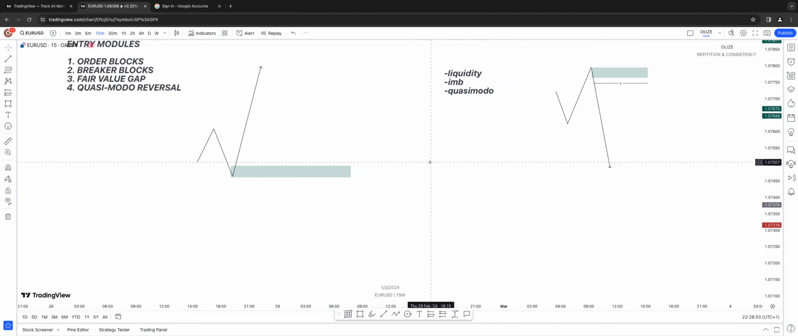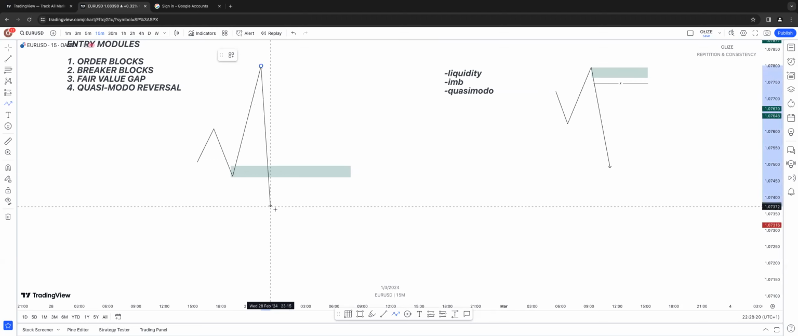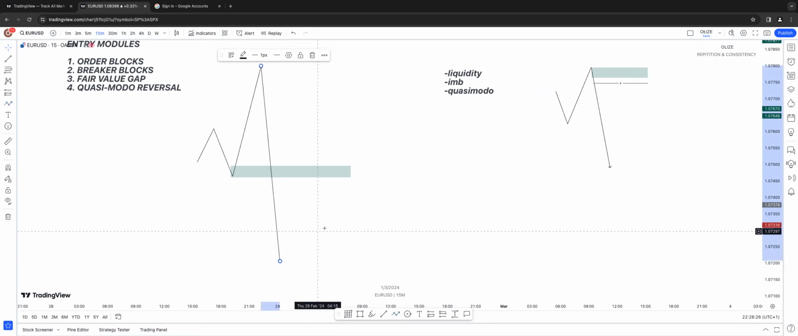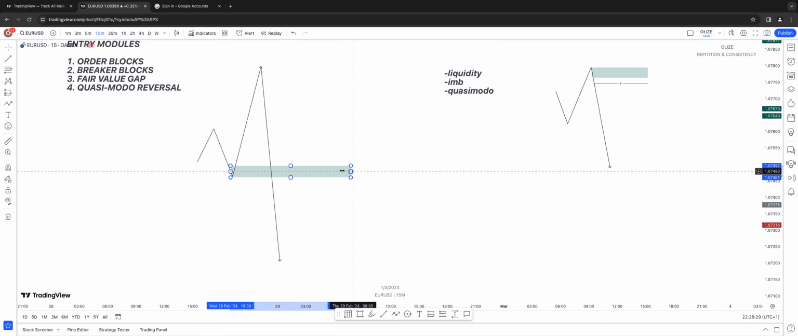So going down to the second one, which is the breaker block. A breaker block is actually a failed order block. So let's say price came to this zone, and instead of respecting the order block here, we now have a breakout. This block, our previous order block, would now be our new breaker block. Breaker blocks are used for continuation.